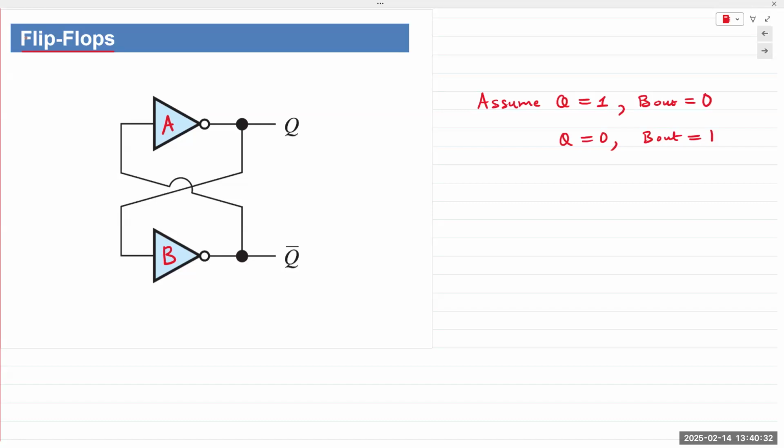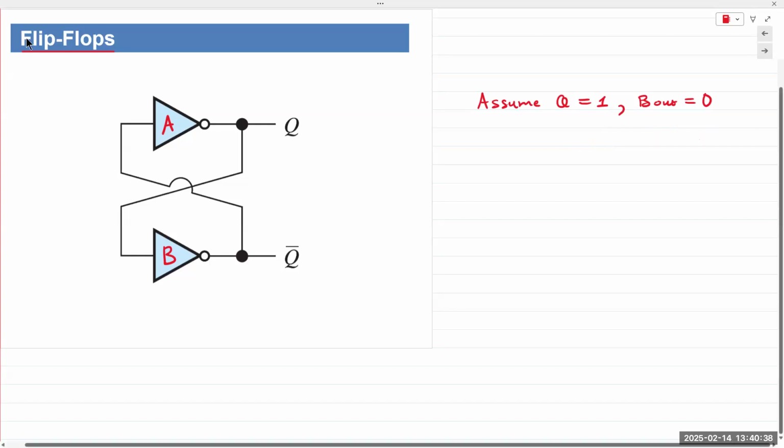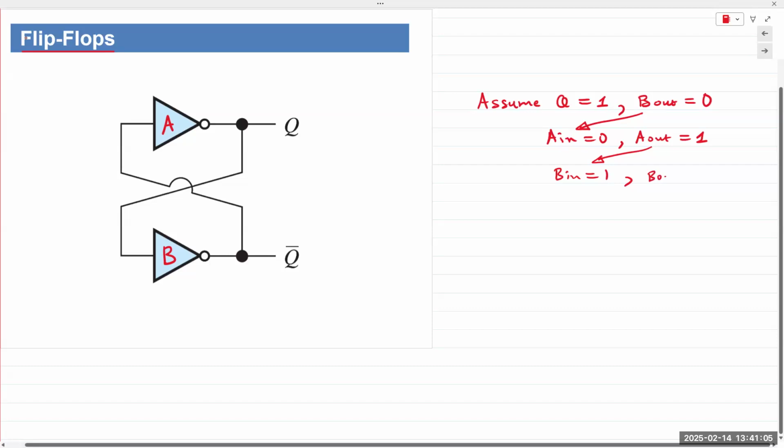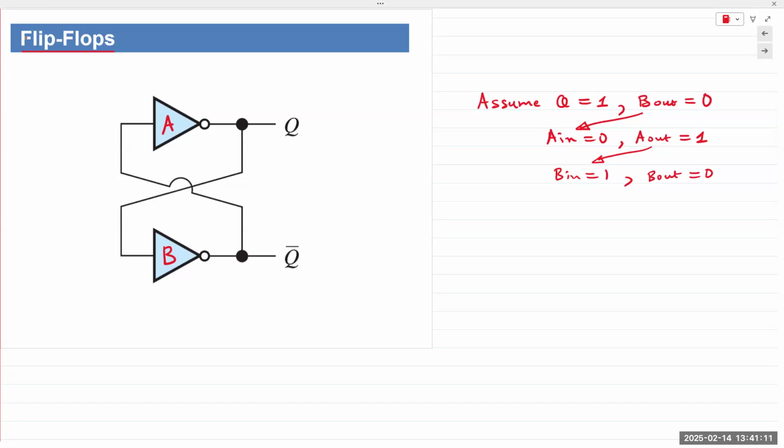Yeah, let's take a pause. If Q is 1, B out is 0. If B out is 0, let me write it down there. If B out is 0, then A in is equal to 0. Hence A out, or Q, is equal to 1. And if A out is 1, B in is 1, which is the same as the first assumption. So B out is equal to 0. System is stable. There is no changing anything.